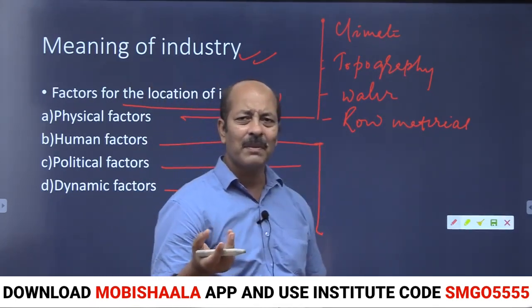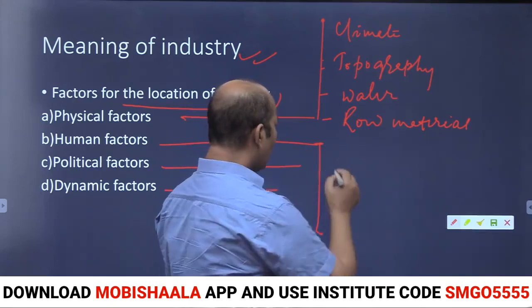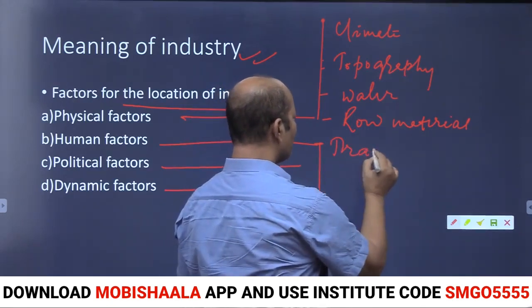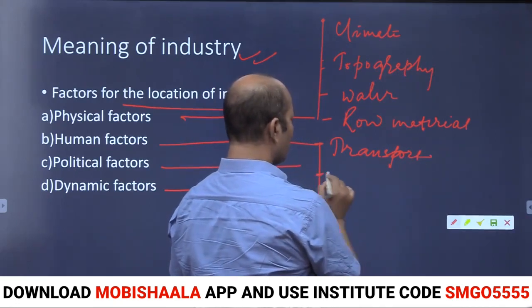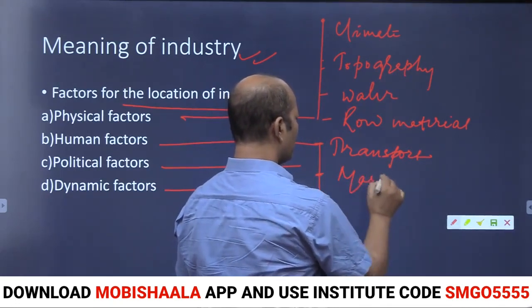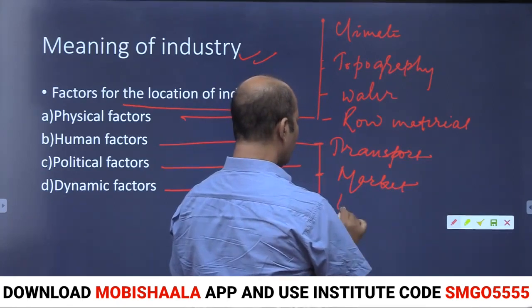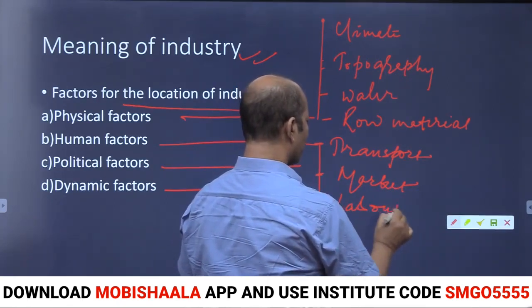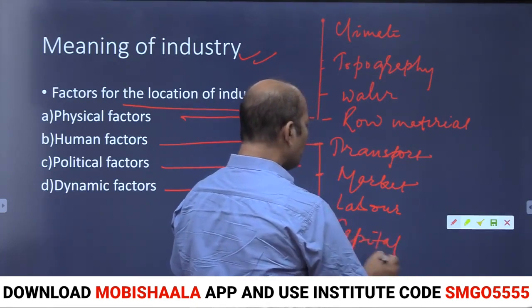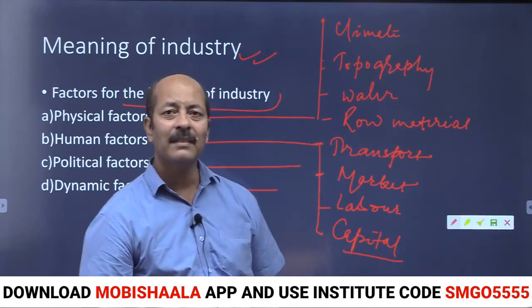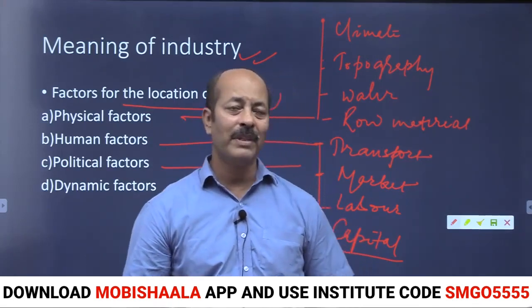Normally we can include some of the normal human factors, and these are transport, the second one market, the third one labor and capital. Normally we consider these things as part of human factors.